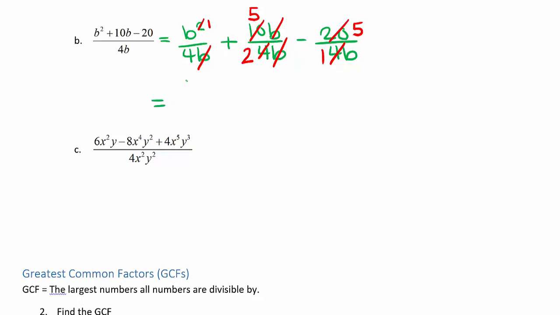Finally, I'll write down my final answer. The first term is just b to the 1 over 4. The second term is 5 halves, and the last term is 5 divided by b. Notice that if something is in the denominator, for example, in that last term, there was a b in the denominator, that b stays in the denominator. It doesn't move around. Once things are in the denominator, they stay there.